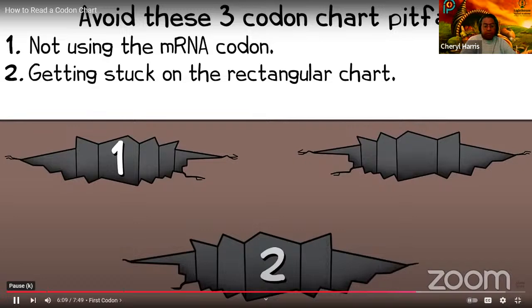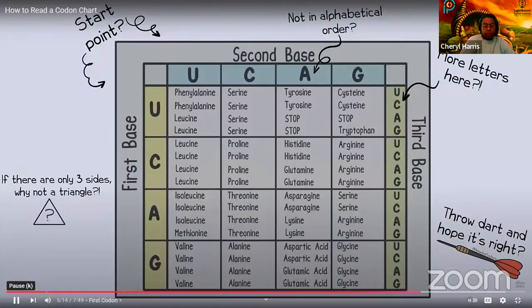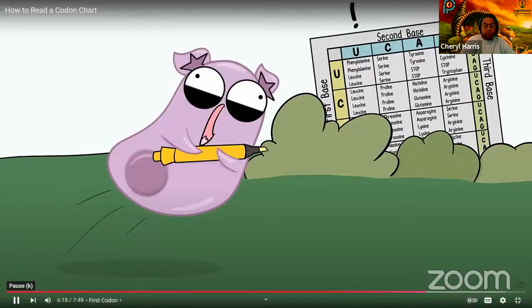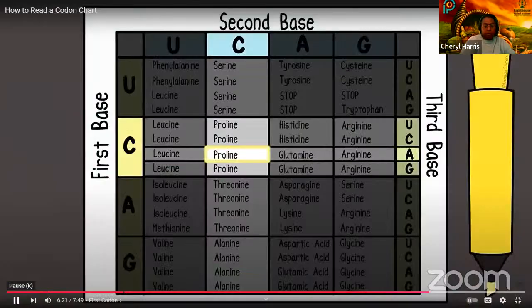Pitfall number 2, getting stuck on the standard rectangular chart. I've noticed that students tend to have more challenges with the rectangular one. We suggest going slowly, and even using a highlighter if you're able to. That way you can see where the first base isolates the row, the second base isolates the column, and the third base finishes in isolating the amino acid. Remember to go carefully in order.